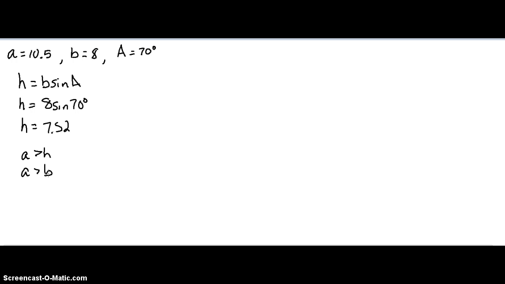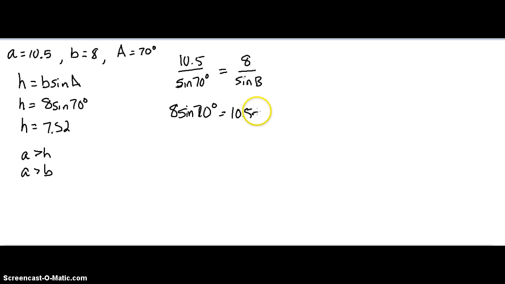Referring back to the law of sines, we're going to have 10.5, which is the length of side a, over sine of 70 is equal to, let's do side b here, 8 over sine of B, since we don't know what angle B is. If we cross multiply, we're going to have 8 sine of 70 is equal to 10.5 sine of B.